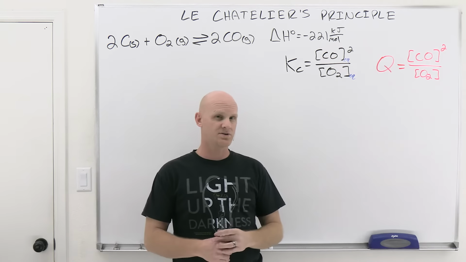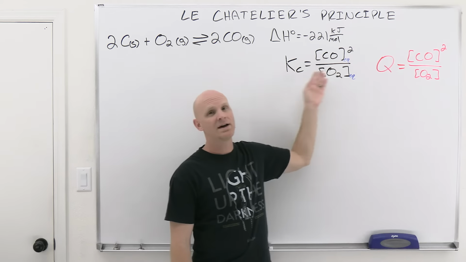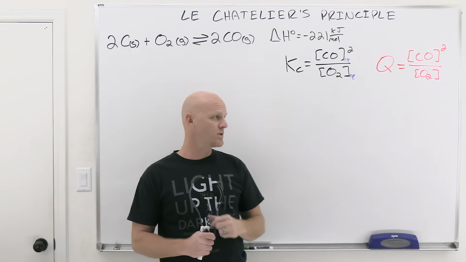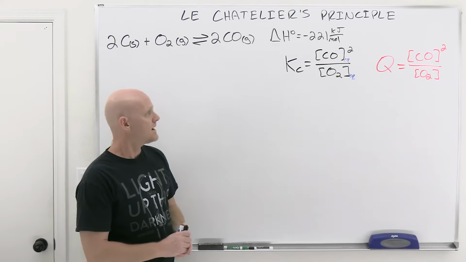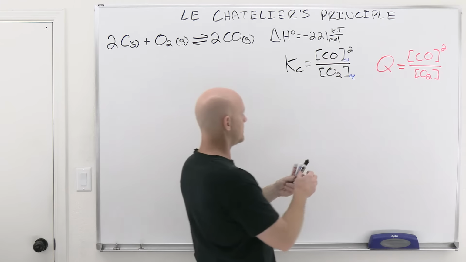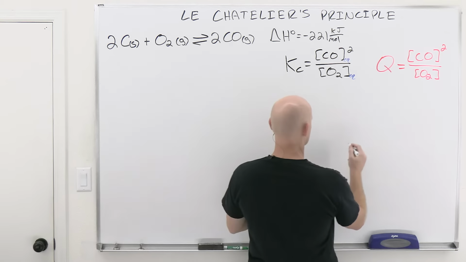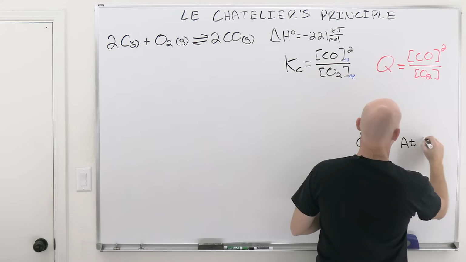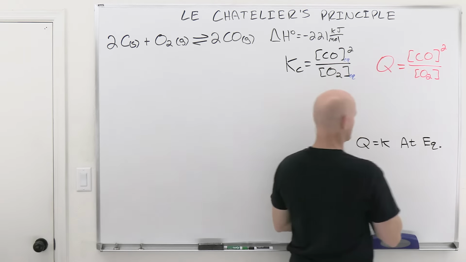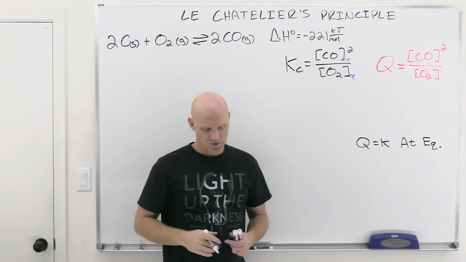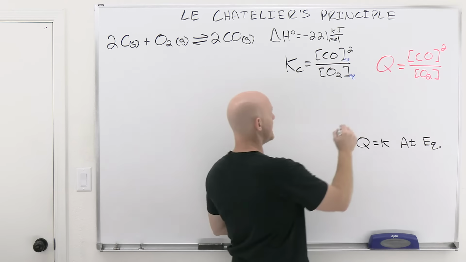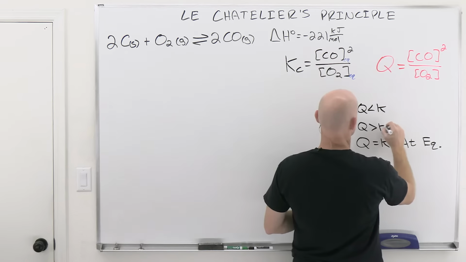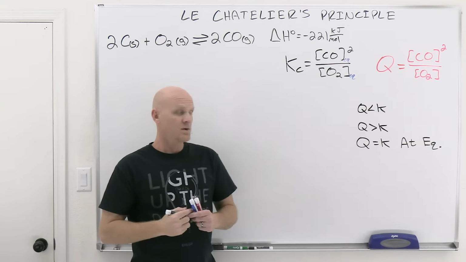This will be important. It turns out comparing the value of Q and K is a great way to look at Le Chatelier's principle, but just one of the ways. If we take a look at what's going on here, we can talk about Q equaling K, and that is true for a reaction that is actually at equilibrium. But what if you're not at equilibrium? What if Q is less than K or greater than K? So then what's the deal?